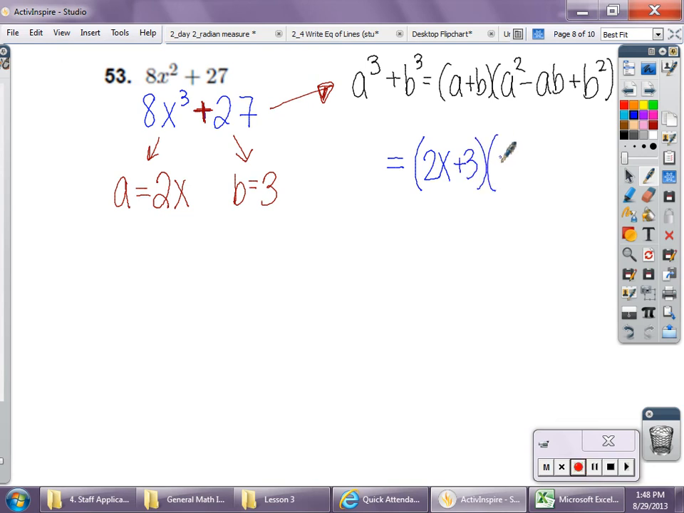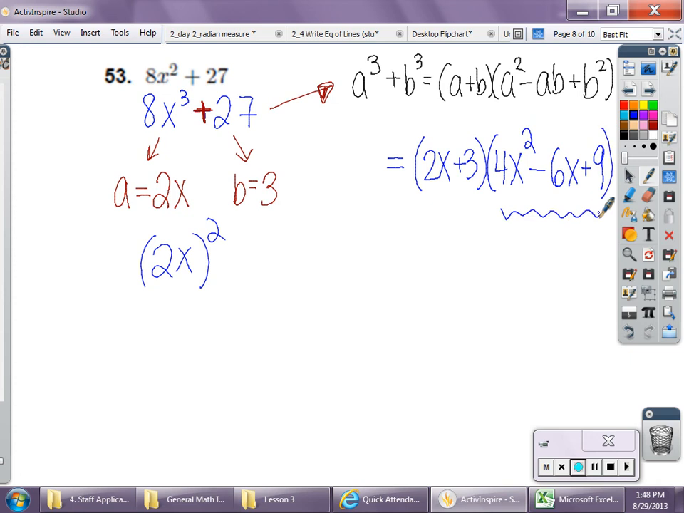And then be careful here, 2x squared, because a lot of times you'll put 2x squared. And when I said 2x squared, I meant 2x quantity squared, because that's what a squared would be. That would give us 4x squared minus 2x times 3, which is 6x, and then plus 9. This piece will never be factorable. Okay? That quadratic in the back, never factorable.